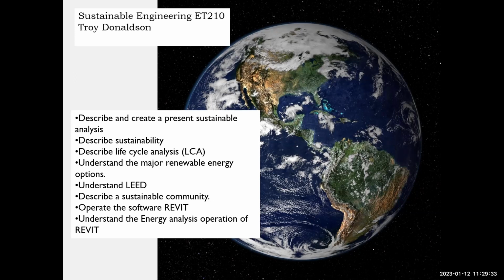Then we'll go into life cycle analysis. We're going to understand the major renewable energy options: wind and solar and hydro and geothermal and wave. We'll go through each of those. We will briefly touch on LEED. We will describe a sustainable community. You'll actually design one for me. And we'll play with the Revit software. Since we're completely online, I don't know how much of that we'll get to do, but it has a really great energy analysis function.